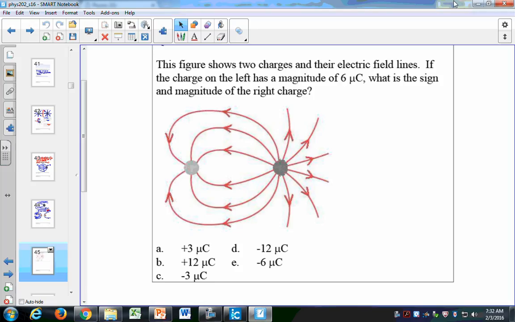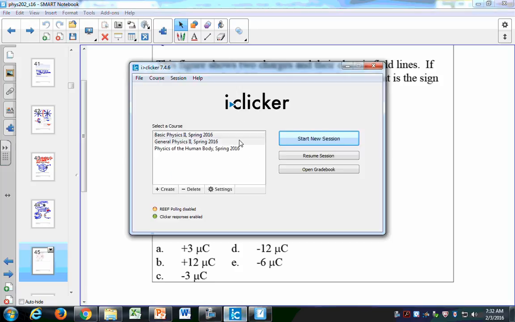The charge on the left here has a magnitude of 6 microcoulombs, so either plus or minus 6 microcoulombs. What is the charge on the right? Let me pull up your clicker base.